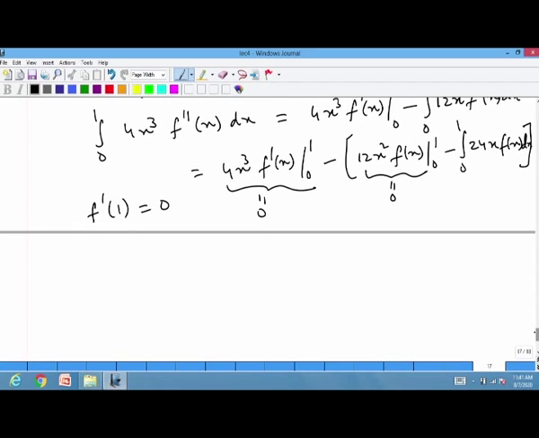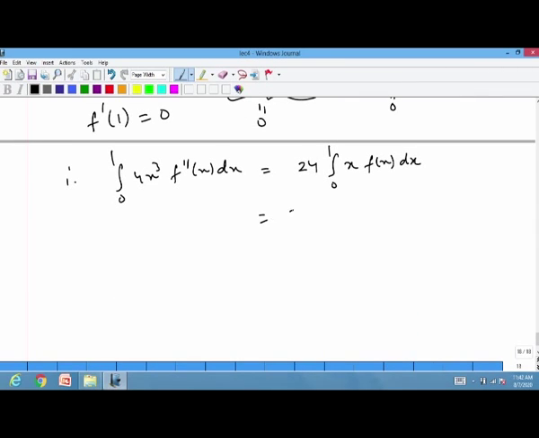So, therefore, the integral from 0 to 1 of 4x cubed times f''(x) dx is equal to 24 times the integral from 0 to 1 of x times f(x) dx. So, this is equal to 24 times the integral from 0 to 1 of x times (1 minus x squared) to the power 5 dx.